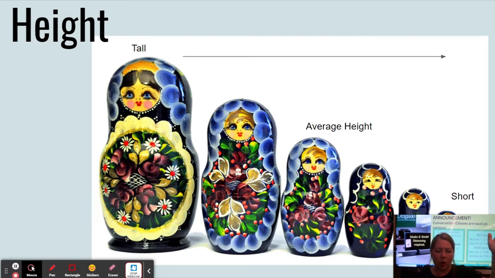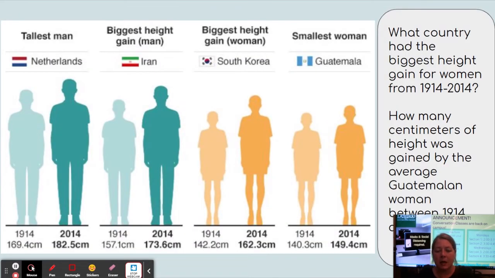So we know tall, average height, and short, right? From the tallest to the shortest. That's easy. But did you know that over the last 100 years, a lot of people in a lot of different countries have been actually getting taller and bigger because we have more food than we used to have a long time ago. And we are healthier, so we are getting bigger. And you can read this chart to find out some different information.